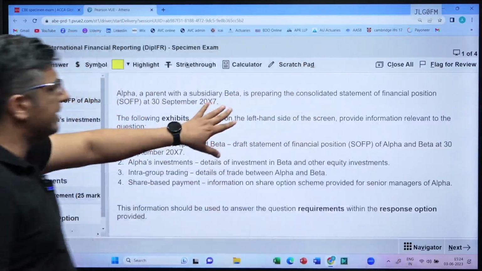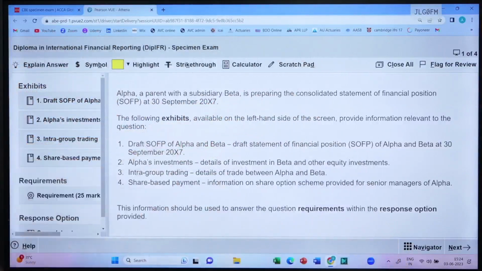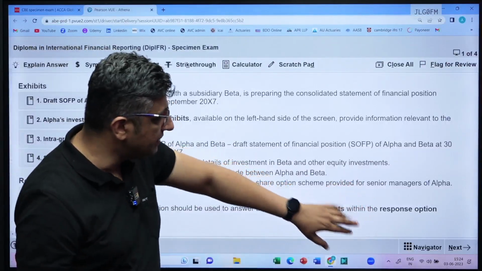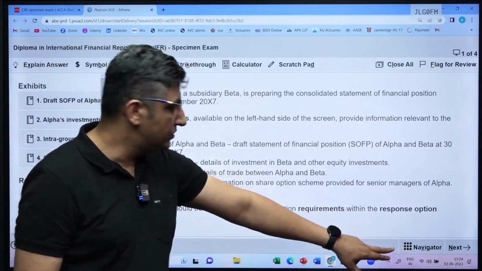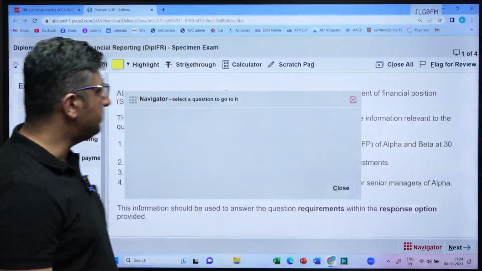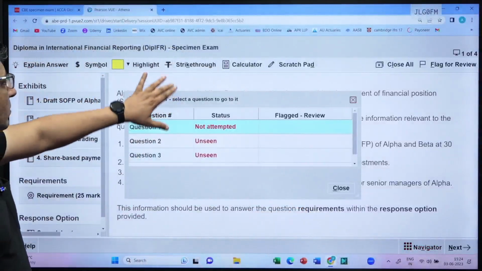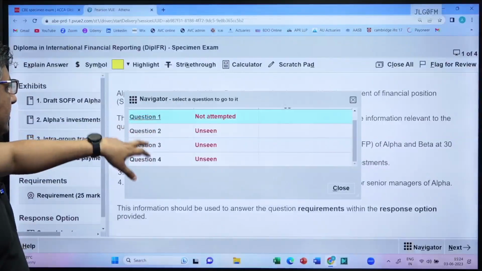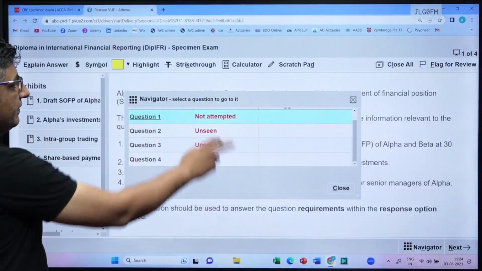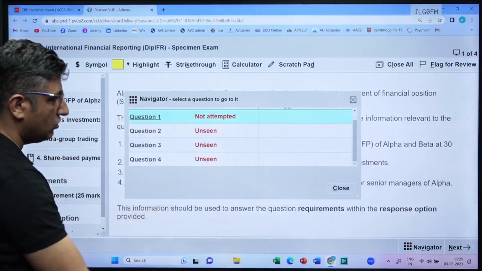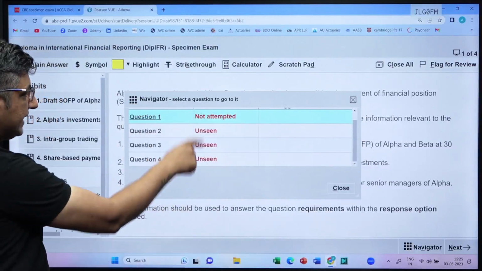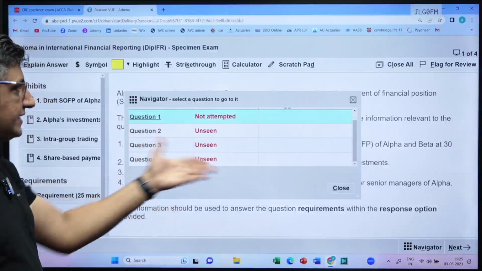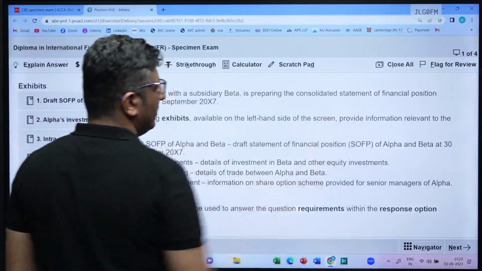Now, this is still a reading portion. I'm not really writing anything there. But before I jump on to the requirements and responses, what I want you to have a look at is the navigator. Okay. You see this navigator window. I'm looking at my series of questions: my first question, second question, third question, fourth question. The first question is not yet attempted, so obviously we need to start doing that. The second, third, fourth are yet to be seen. That's what we have, obviously, started looking at.